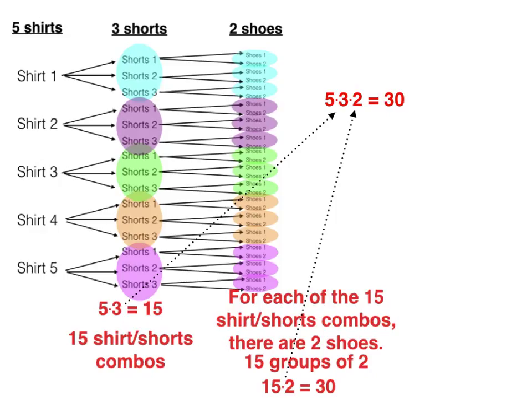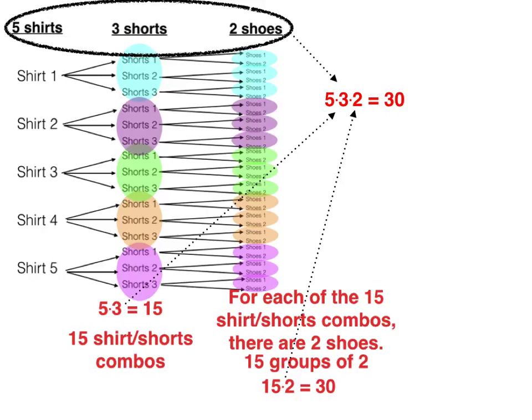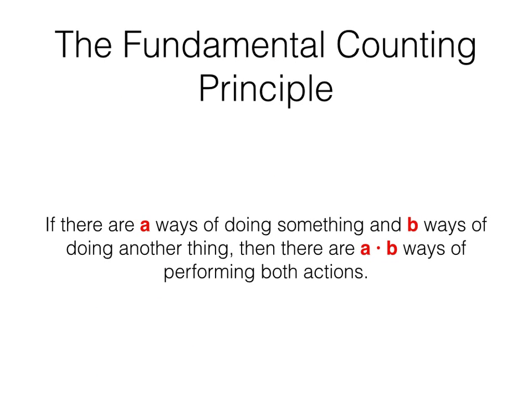Could we have gotten that from the beginning if we had known this shortcut? Yes, because we knew there were 5 shirts, 3 shorts, and 2 shoes. 5 times 3 times 2 is 30. And this, my friends, is the fundamental counting principle, which essentially states if there are A ways of doing something and B ways of doing another thing, then there are A times B ways of performing both actions.